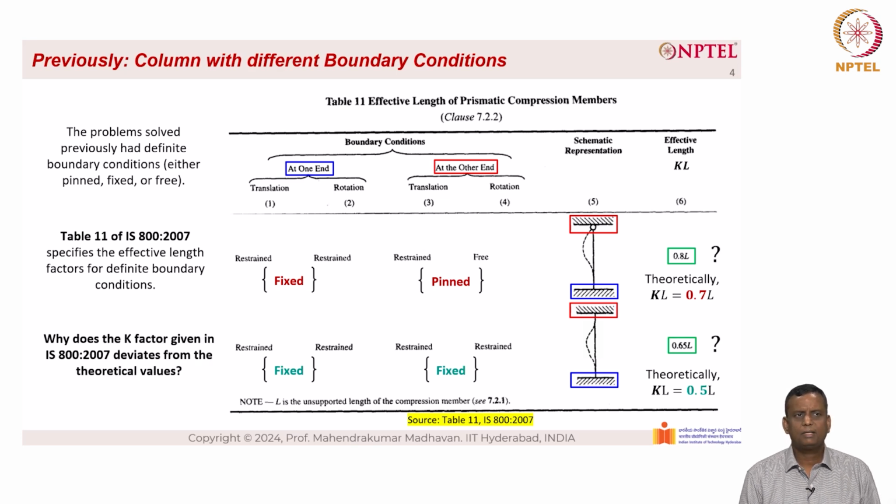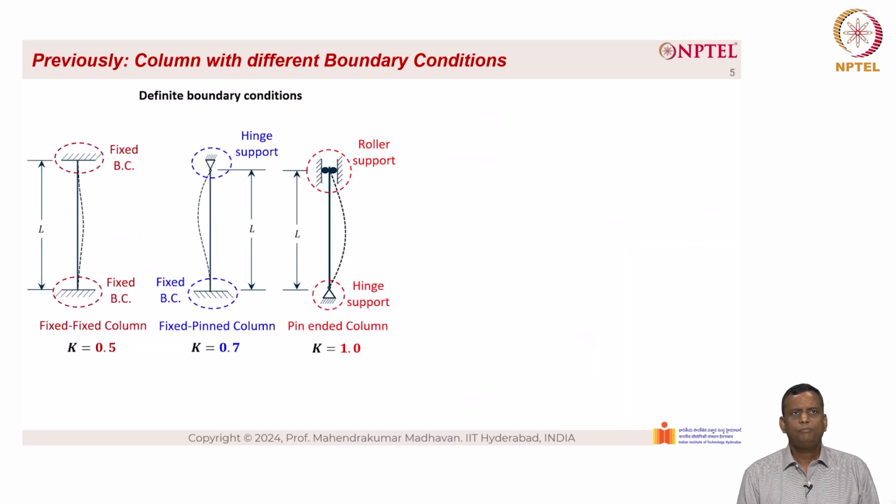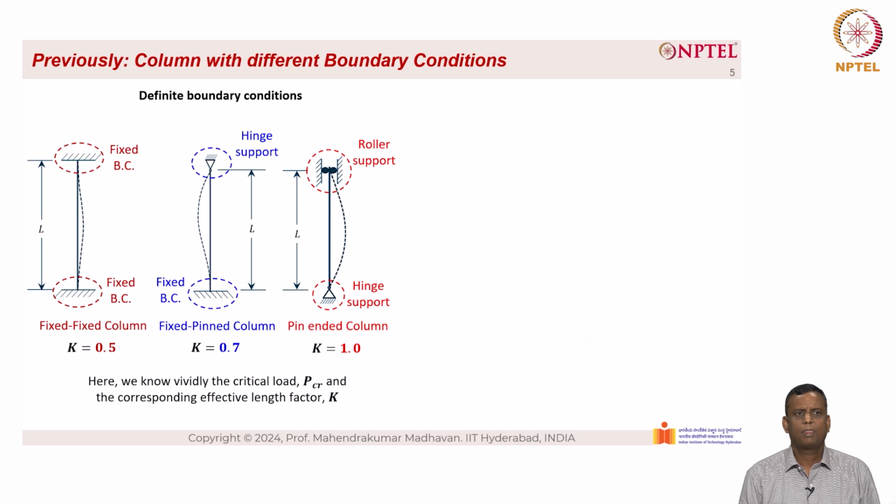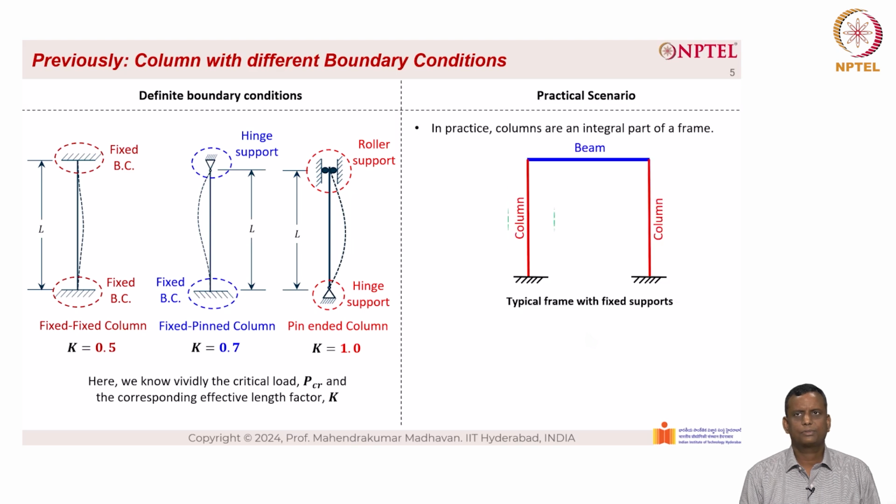So why does the K factor given in IS 800 deviate from the theoretical values? When we have definite boundary conditions, we can have definite K values. Here we know vividly the critical load P critical and the corresponding effective length factor K for various scenarios.